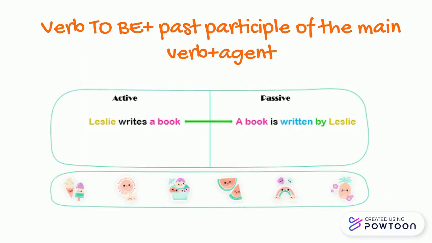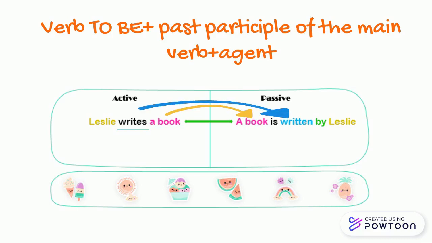So, our sentence here is Leslie writes a book. The main verb of the sentence is writes, and it's a simple present verb. So, if we seek transforming this sentence into the passive form, we should put the verb to be in the tense of the main verb of the active voice, which is simple present. So, we will start the sentence by the object, which is a book. Then, the verb to be in the simple present, is. Then, the past participle of the main verb writes, written.